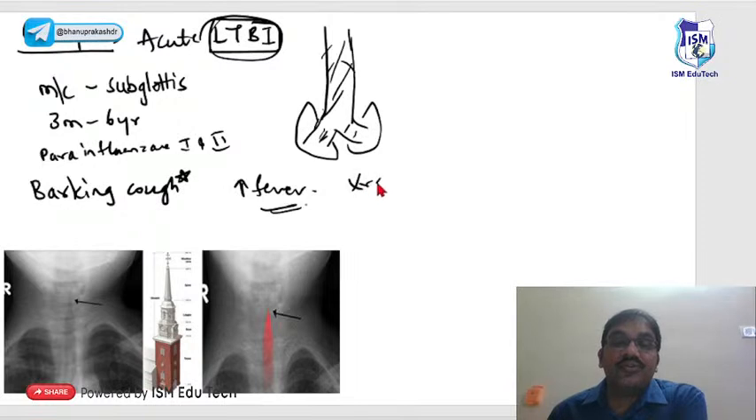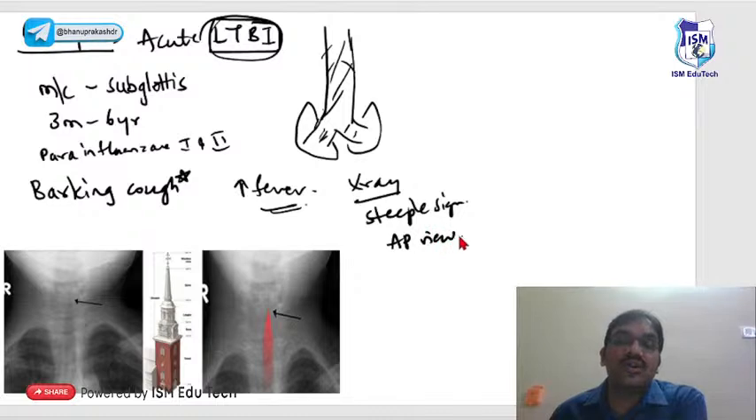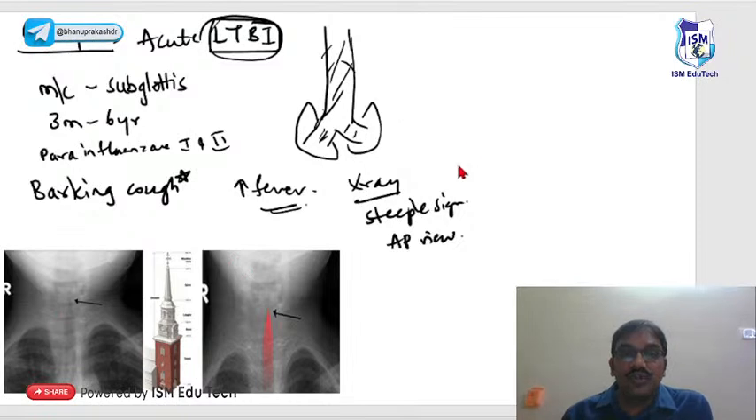On x-ray, you can see here steeple sign. What is this steeple sign exactly? Again, steeple sign is seen on anteroposterior view, not on lateral view. See what happens, you can notice here the airway, when you come to this part where subglottis is lying, what happens?